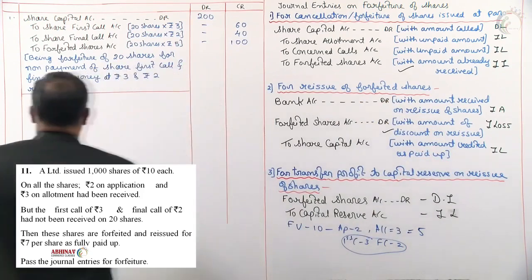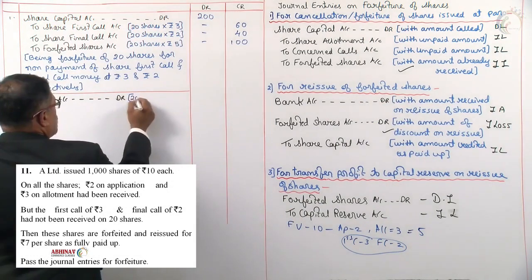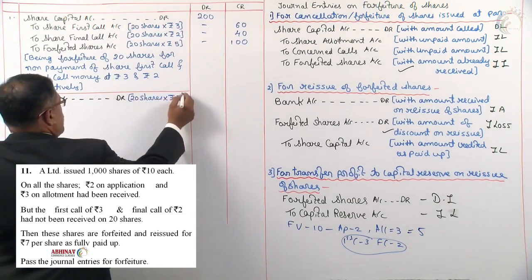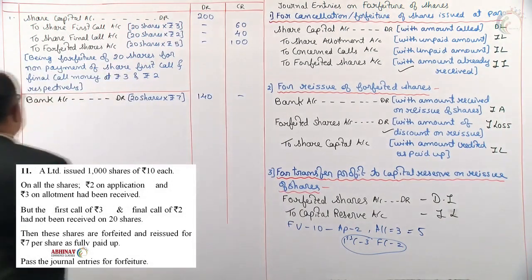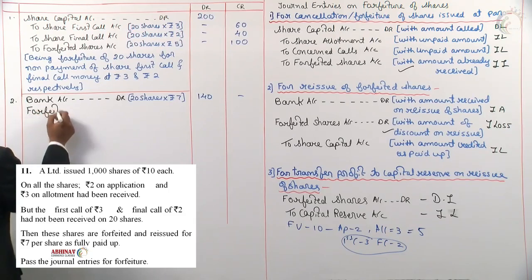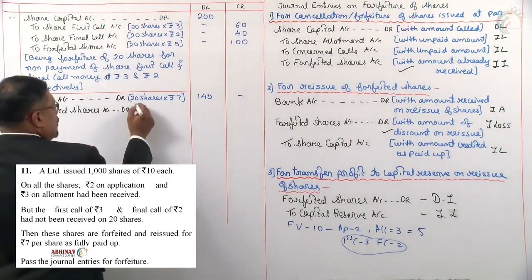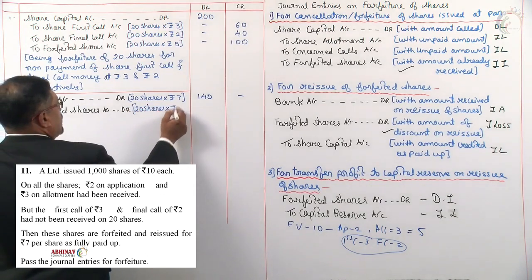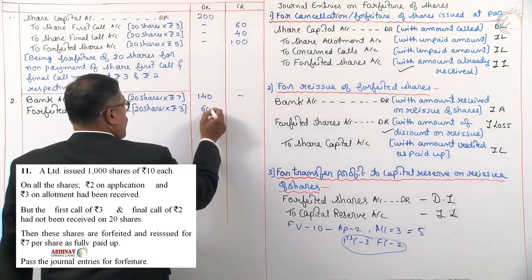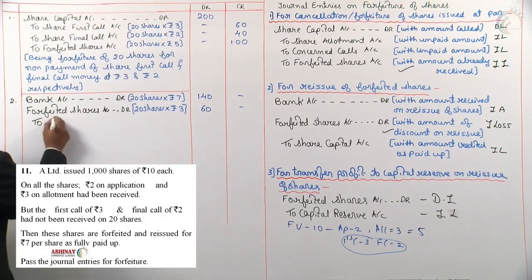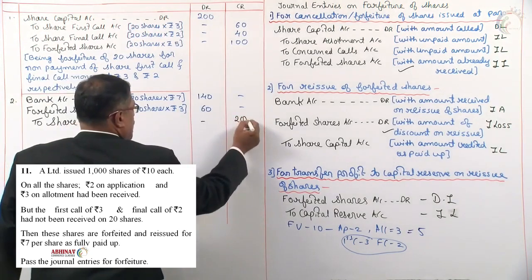Total will credit. Let's say the entry for reissue. Bank account debit, 20 shares into the reissue price rupees 7. 20 shares into 7, we debit at rupees 140. Forfeited shares account debit, 20 shares into the discount rupees 3. 10 is the face value. We are issuing at 7. So discount is 3. So 20 into 3, what we get is rupees 60. To share capital account. The total of this comes to 200.